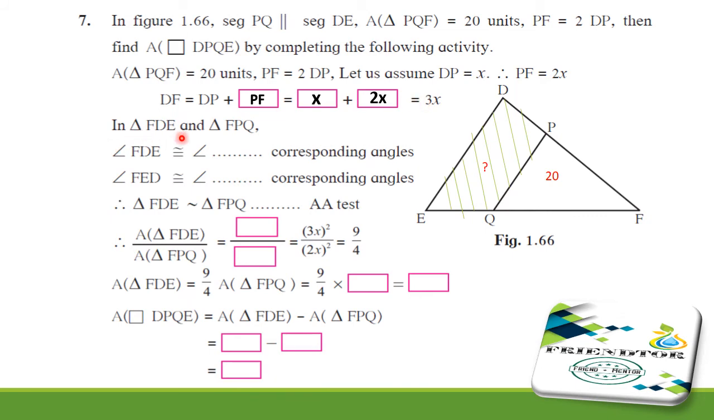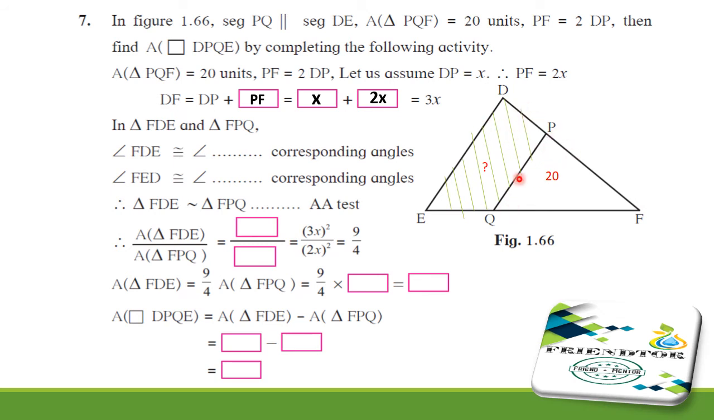Now consider the triangle FDE and triangle FPQ. FDE is the bigger triangle and FPQ is this smaller triangle. In the triangles we can see two sets of corresponding angles, that is angle FPQ is equal to angle FDE. If you observe, angle FDE is congruent to which angle? The reason is corresponding angle. So which angle will be equal to FDE? The corresponding angle is FPQ.